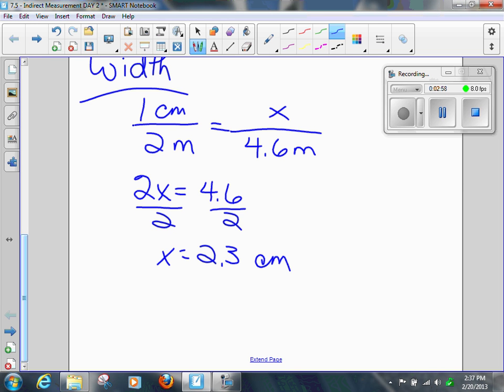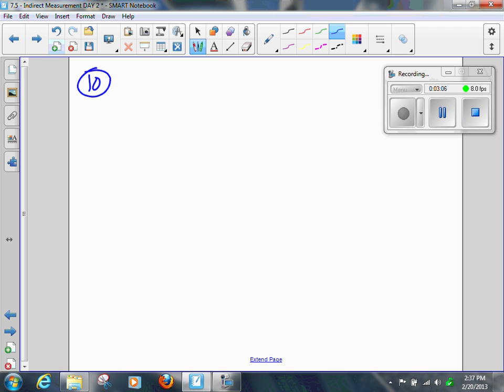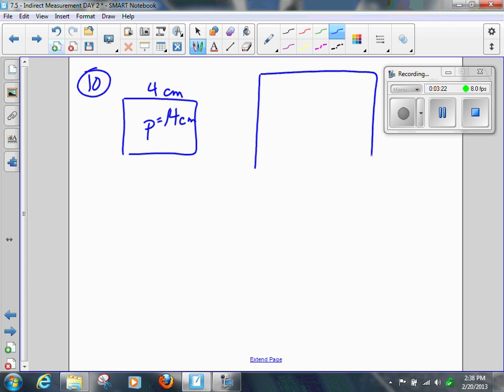How about this? Cool with this now? All right, so let's look at number 10 real quickly. I think that was one of them you needed to see. It says find the perimeter. Well, look what we're given. Perimeter of this is 14 centimeters. 4 centimeters. We got to find the perimeter of the big one. And all we're given is this right here, 6 centimeters. Okay? We got to find the perimeter.